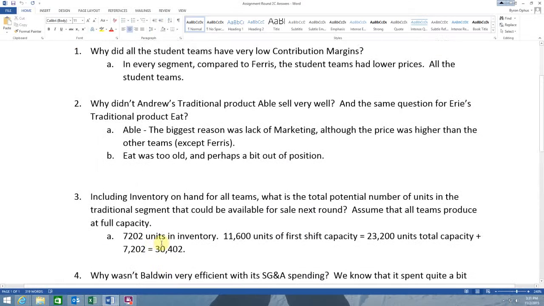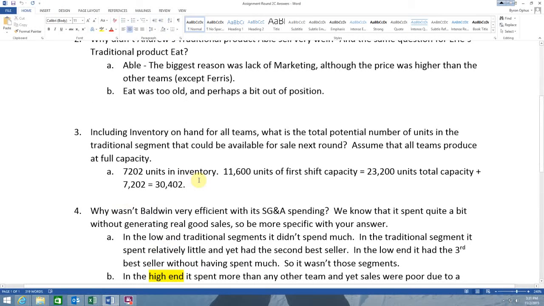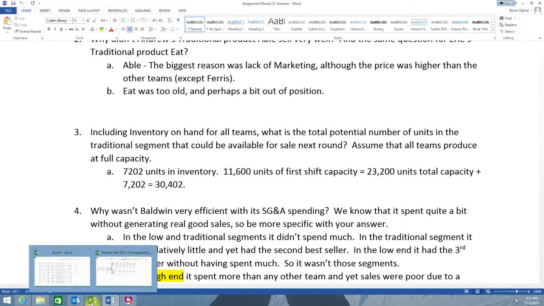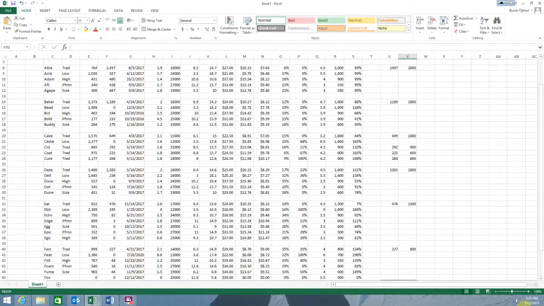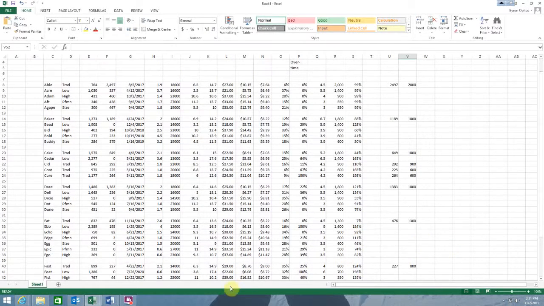But okay, question 3: including inventory on hand for all teams, what's the total potential number of units in the traditional segment that could be available for sale next round? Assume that all teams produce at full capacity. And what I really wanted you to look at here was the fact that we had a lot of inventory.